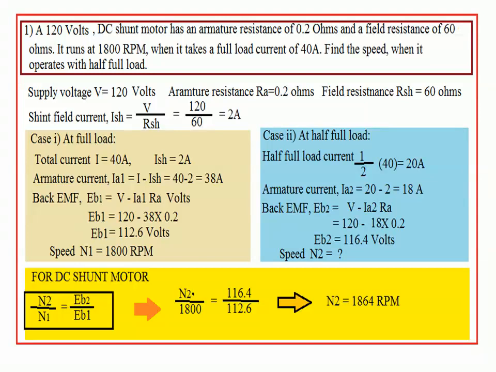So, calculate the respective back EMF. EB2 equal to V minus IA2 into RA. Speed is asked to calculate. What is the speed? N2. Given motor is DC shunt motor, therefore N2 by N1 equal to EB2 by EB1. You substitute the value, calculate the N2.